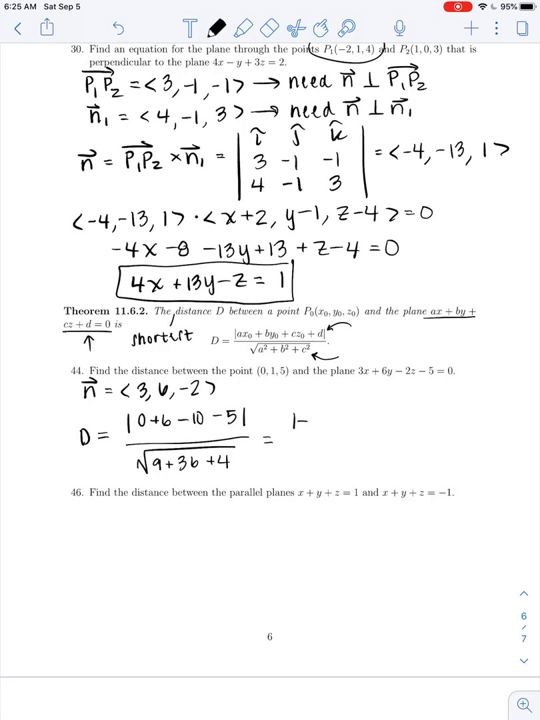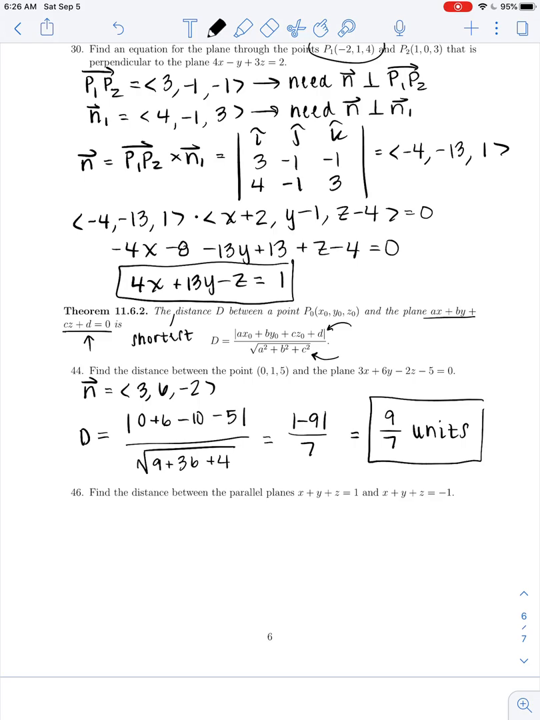So on top, I have -9 over the square root of 49, which is 7. And so my distance is 9/7 units. So that point is 9/7 units away from the given plane.